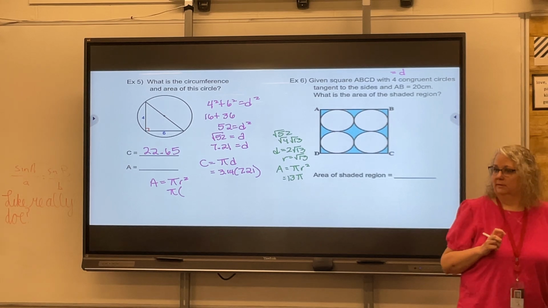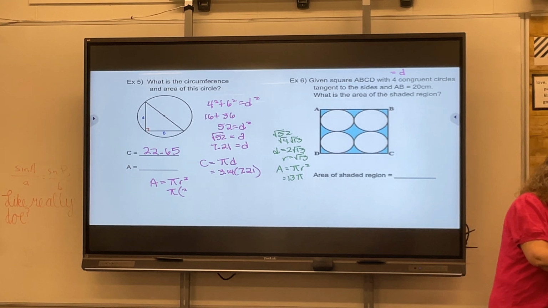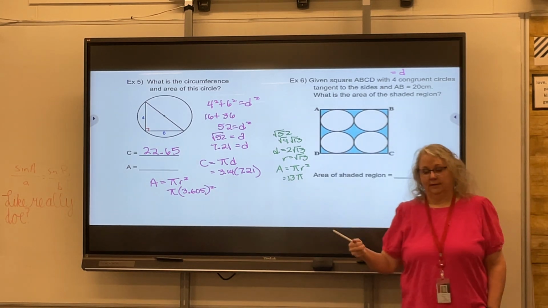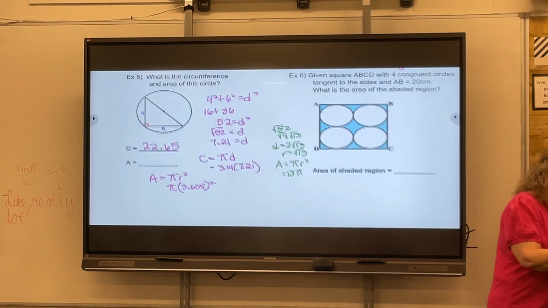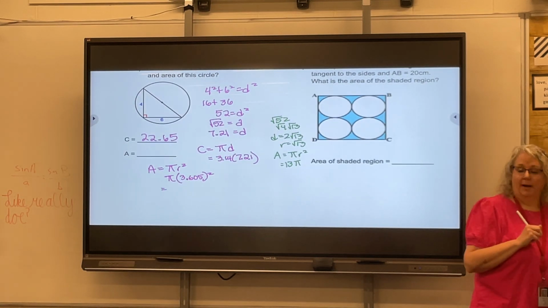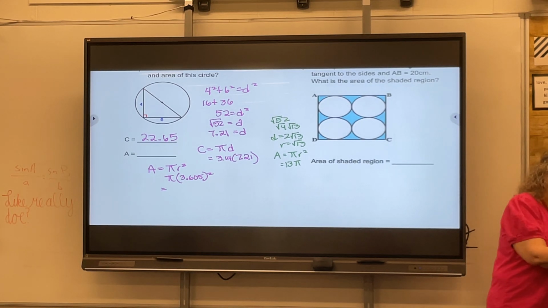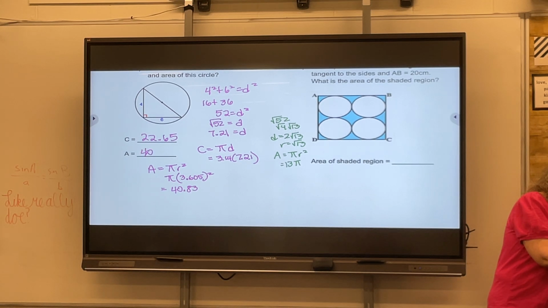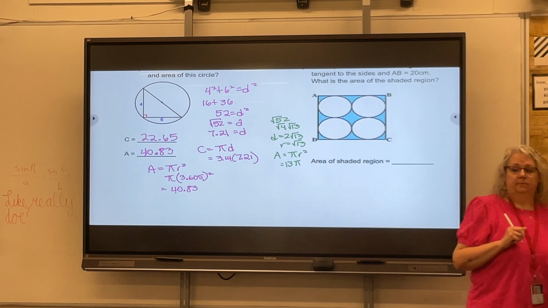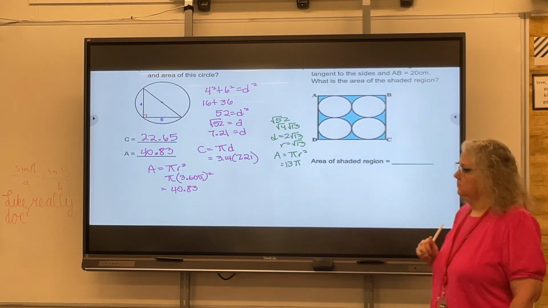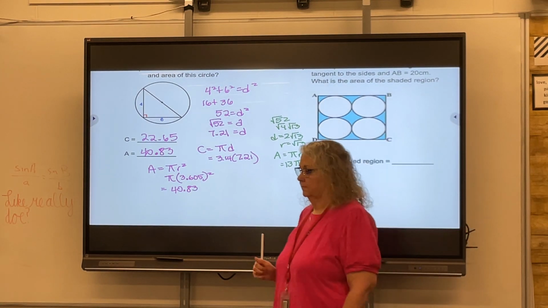Most of you did it this way. 3.6 what? 605, and square that for your radius times pi. So 13, and then times pi, and you get 40.83. 40 point what? 83. 40.83. Everybody okay with that?